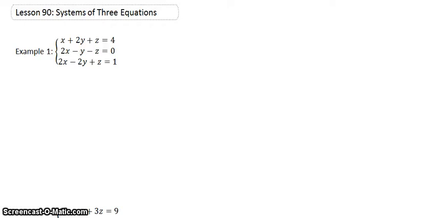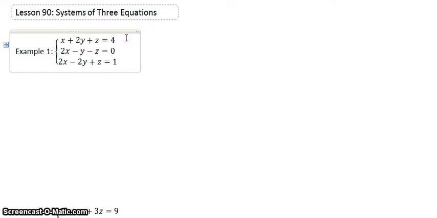In Lesson 90, we look at systems of three equations. We've worked with these before, but as you notice now, each equation has three terms, so it's not as easy to use substitution. So what we're going to do is use elimination to eliminate one of the variables, and then we'll end up having two equations with two variables. But we have to use elimination twice in order to get the two equations with two variables. And then we'll be able to solve for the two variables that we have left with either substitution or elimination.